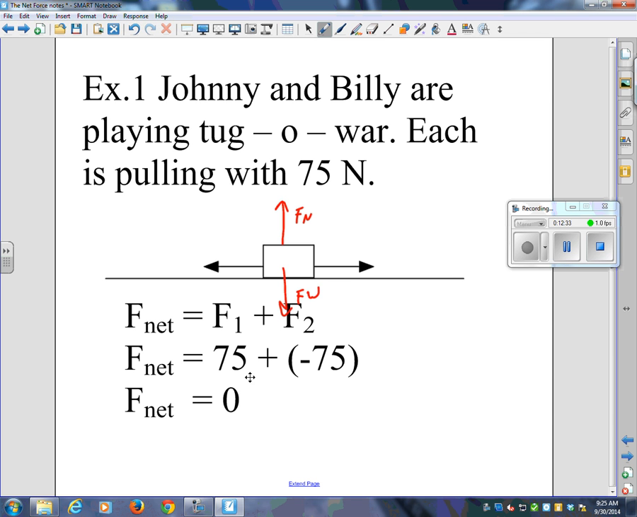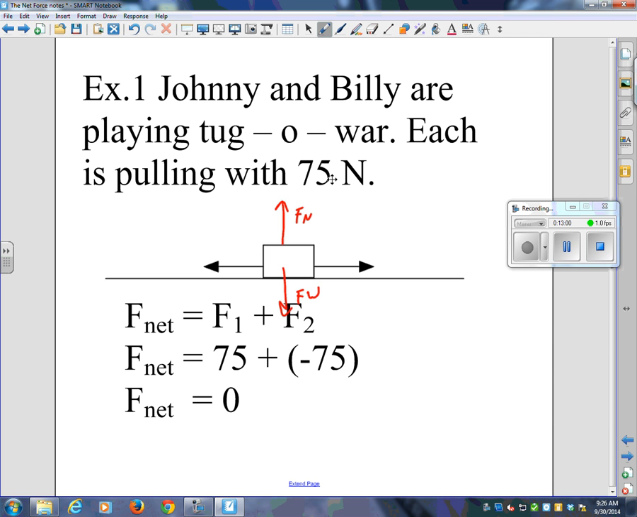So F1 is 75. Each is pulling with 75 newtons, in opposite directions. So 75 plus or minus 75, net force is 0. What is this object doing? Is it at rest or is it moving? It depends on what it was doing before, doesn't it? Remember that whole discussion in grade 11?